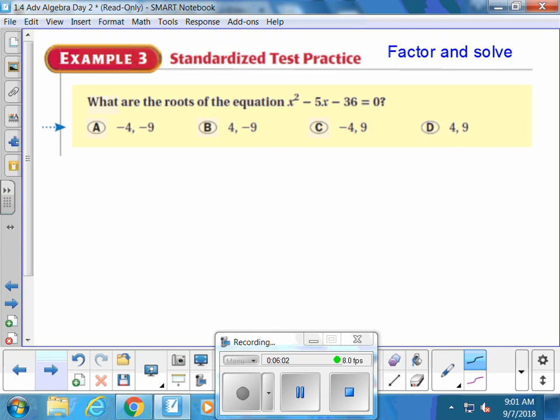So since we are equal to 0, we're ready. Is this going to be the box method from yesterday or that old method from last week? I call it the old-fashioned method. The old method from last week, the old-fashioned method. If you do use the box method, it would work, but you don't need to go through all that effort. What numbers multiply to a negative 36 and add up to a negative 5?